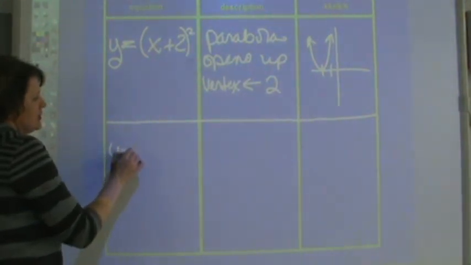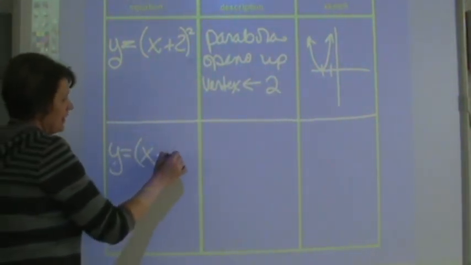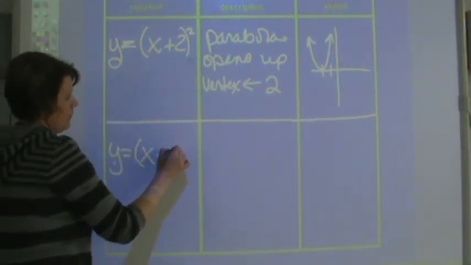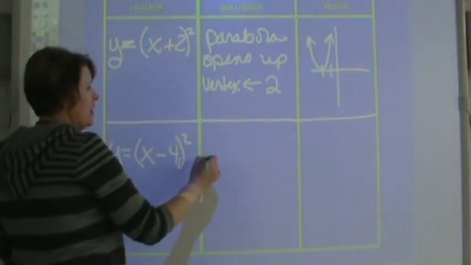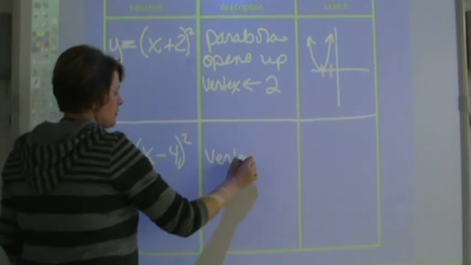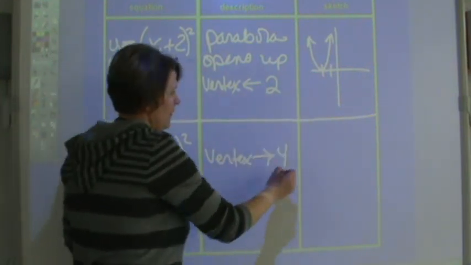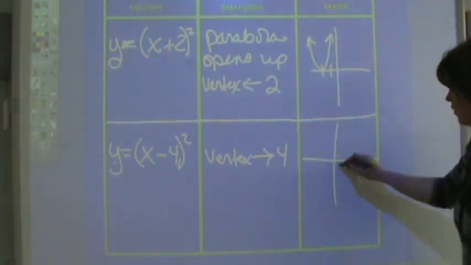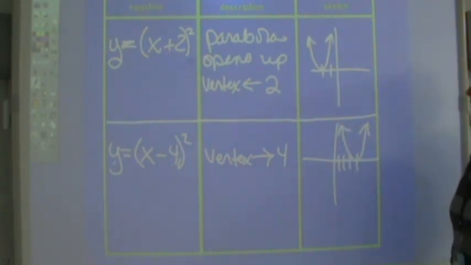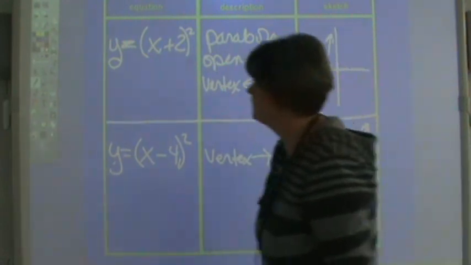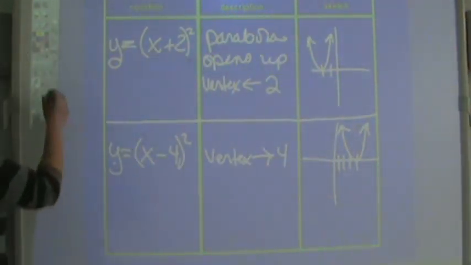And if it's parenthesis with a minus, let's say 4, then it's going to be a parabola opening upward, and the vertex is going to be right 4. So 1, 2, 3, 4 comes down and touches there. Okay? That's your basics for the ones that open upward.